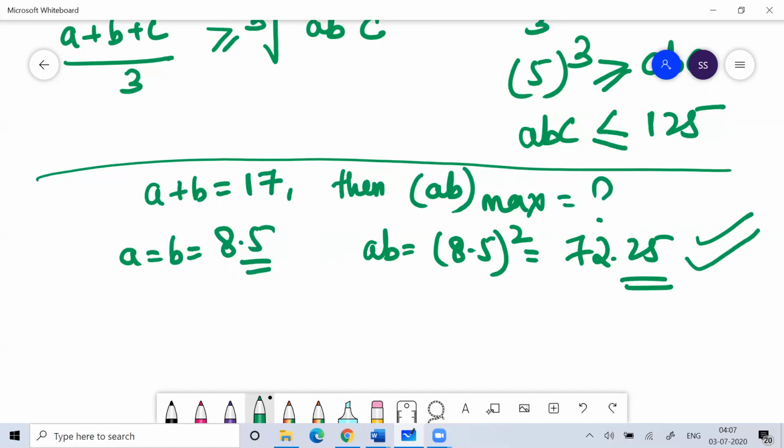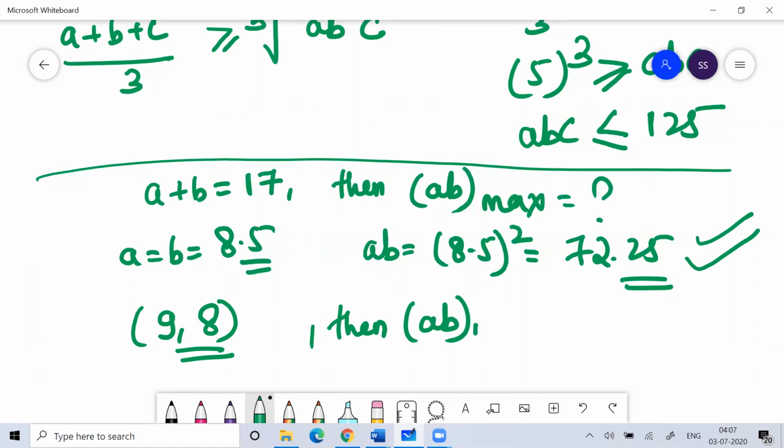But what about the case where a and b are natural numbers? In that case, you can't consider 8.5. You can consider the natural numbers close to 8.5. That would be 9 and 8, and 9 plus 8 is 17. Then the maximum value of the product you will get is 72.